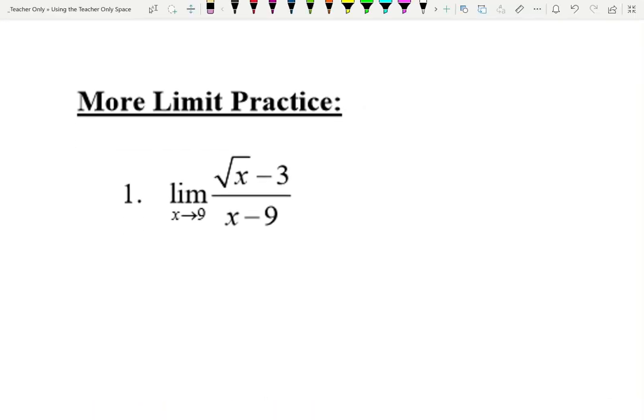Okay, and now we're going to finish up with a little bit more on limits. Now, just because it says the word practice here, I'm going to say there's some new stuff in here too. So don't just tune me out and be like, I already learned it from the first part. All right, so first things first.